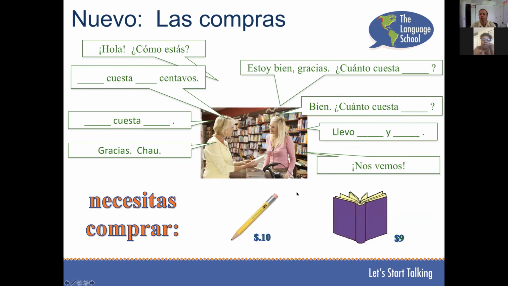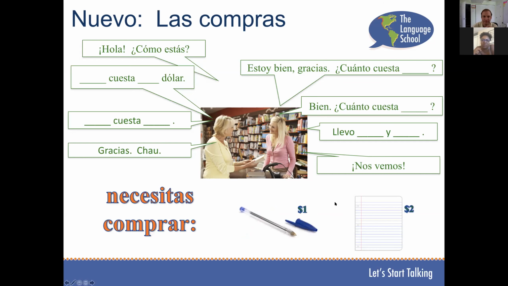Vamos a practicar aquí. Tú necesitas comprar el lápiz y el libro. Hola, ¿cómo estás? Estoy bien, gracias. ¿Cuánto cuesta lápiz? El lápiz cuesta... El- you want to say el lápiz? El lápiz. El lápiz cuesta 10 centavos. Oh my gosh. Oh, I see that now. Bien. ¿Cuánto cuesta el libro? El libro cuesta $9. Llevo el lápiz y el libro. Gracias, chao. Nos vemos. Muy bien.